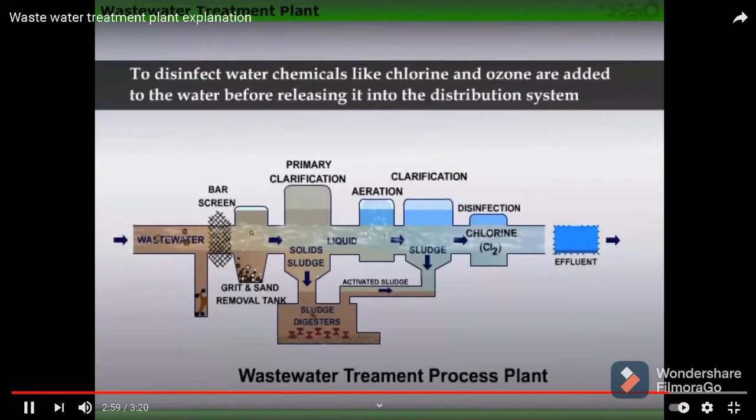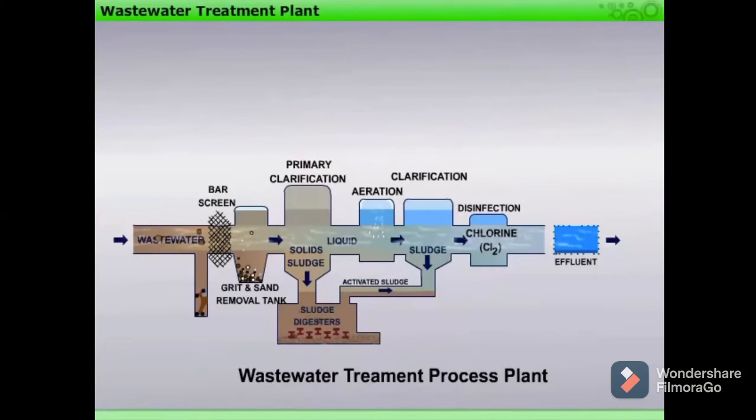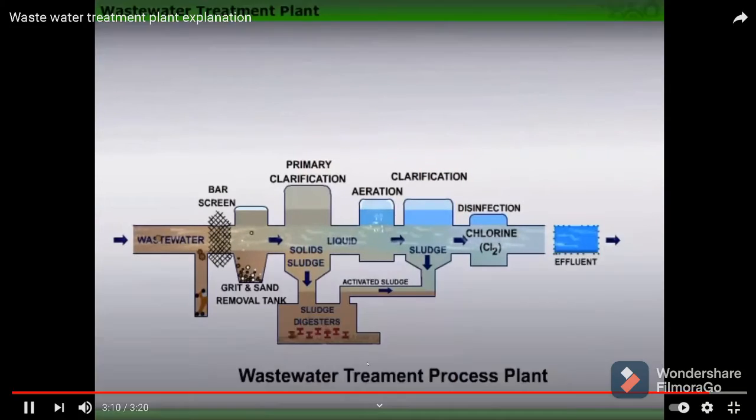Now next, the last process is the disinfection, in which we use chlorine tablets, and we also use ozone to disinfect the water. The water that we get from this treatment plant is not fit for drinking. But we can use it for other purposes, like bathing and washing. We can't say that the water that we obtain from it is safe drinking water.